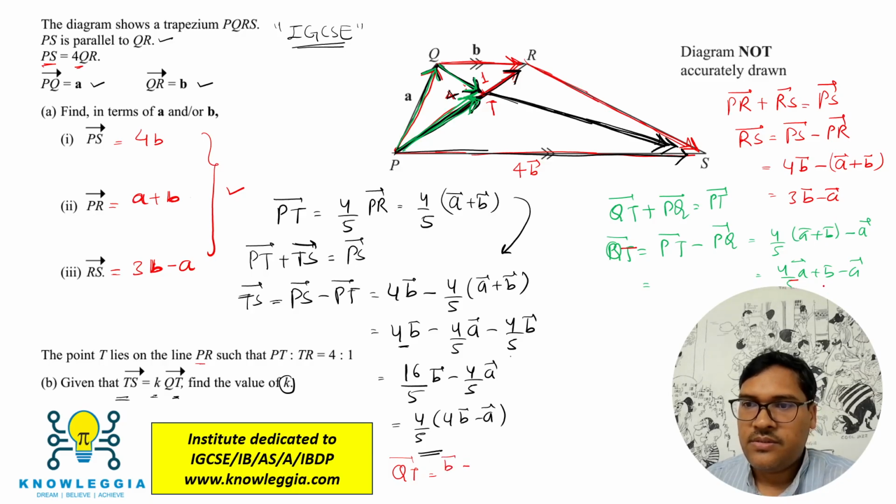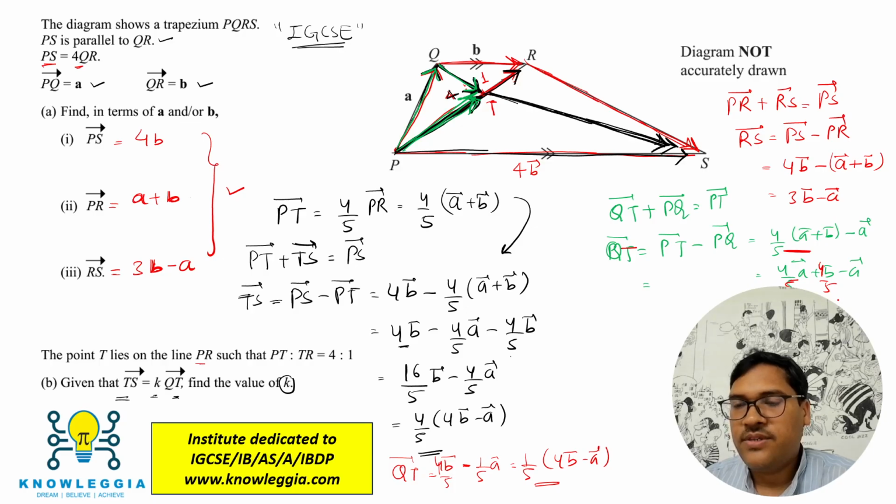So this is 4 by 5 B minus 1 by 5 A vector. You can see this is 1 by 5 (4B minus A). If I open this, you will have this, and after this, you will get this.